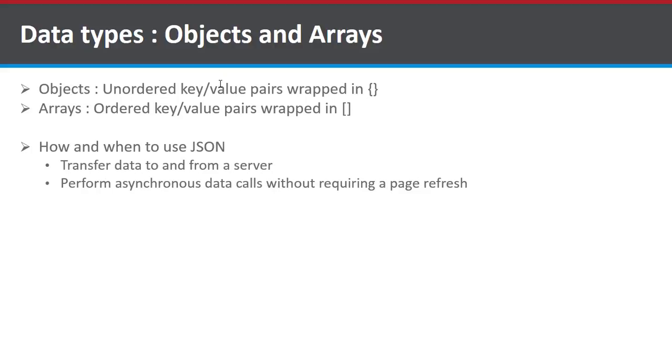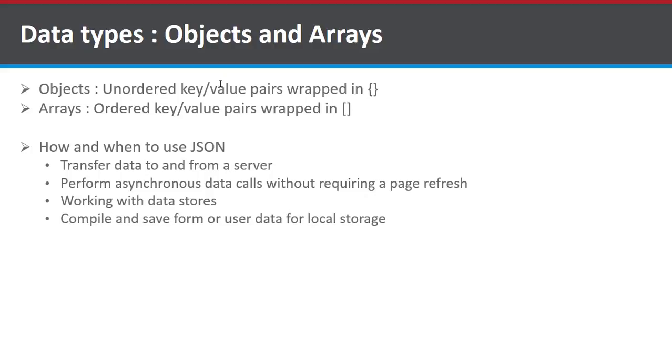Second is to perform asynchronous data calls without requiring a page refresh. When you want asynchronous data calls but you don't want to refresh or reload your page, then JSON is used. Third one is working with data stores. Fourth one is compile and save form or user data for local storage. These are the places, and this is the situation when we can use JSON.